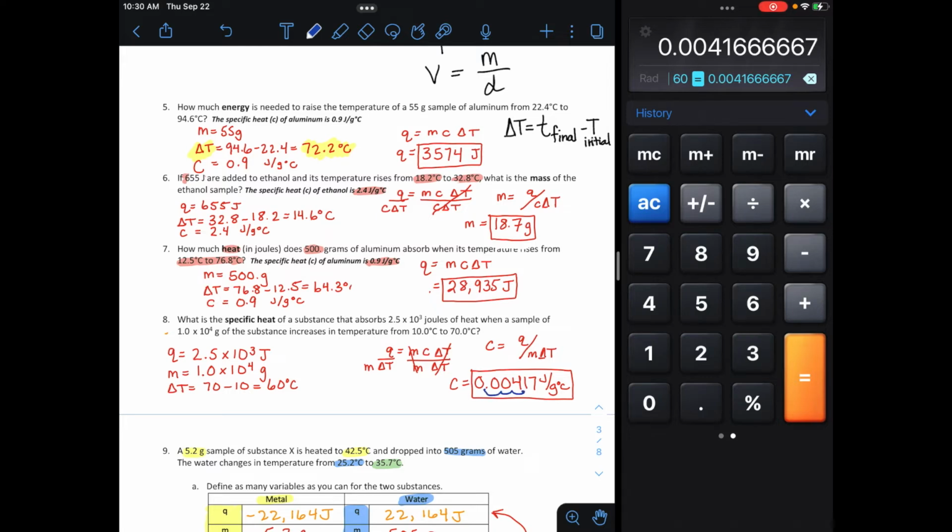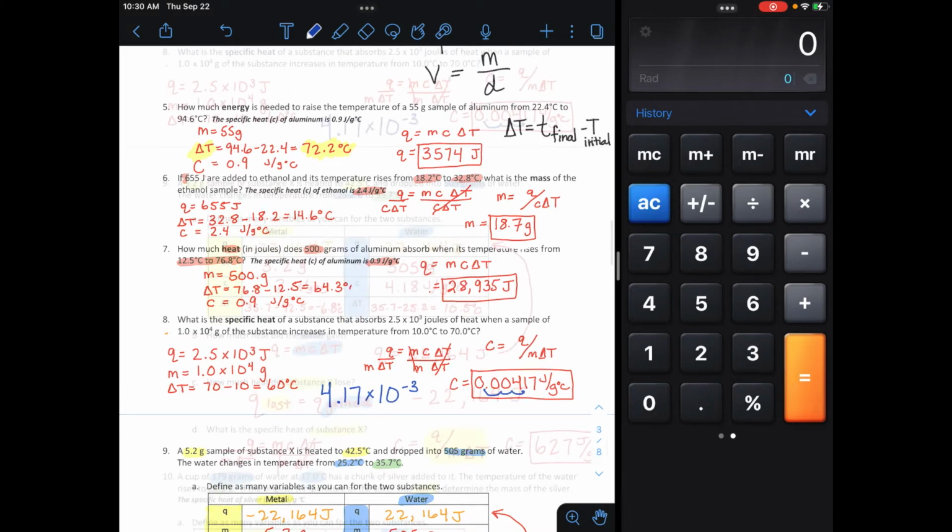1, 2, 3 places in the other direction. So you actually get 4.17 times 10 to the negative third. That's how you work scientific notation in the other direction.